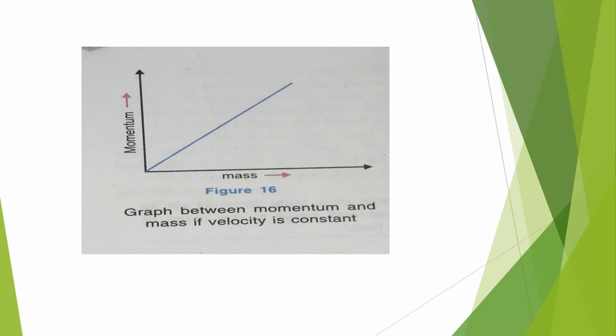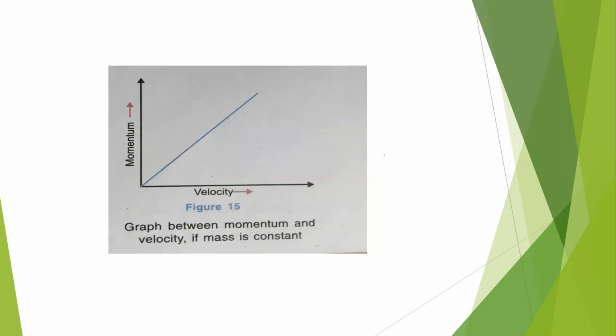Okay, next you can see the momentum and velocity graph. See, what is the nature again here? Again, the nature is a straight line, right? Which means that again they are proportional to each other. It is a graph between momentum and velocity when mass is kept constant.